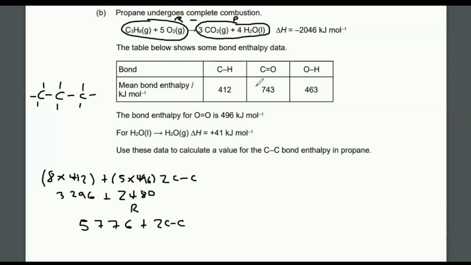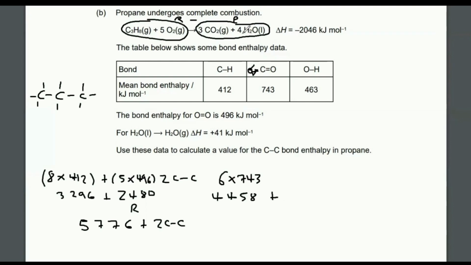So I've got 743 for carbon dioxide, but obviously carbon dioxide has 2 C=O bonds within it. So I want 6 times 743, because we've got 3 carbon dioxide molecules, each one with 2 C=O bonds. So 6 times 743 is 4458.